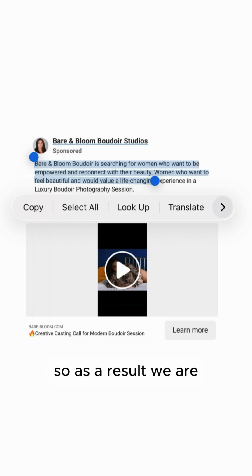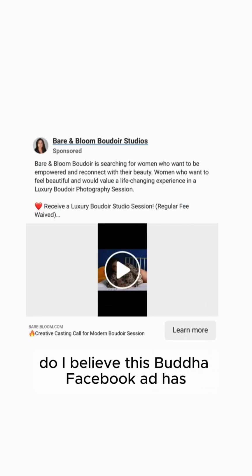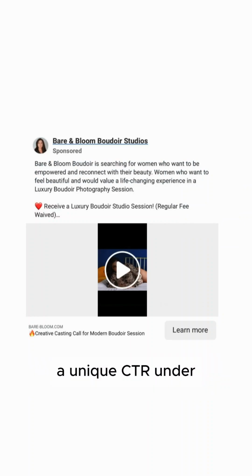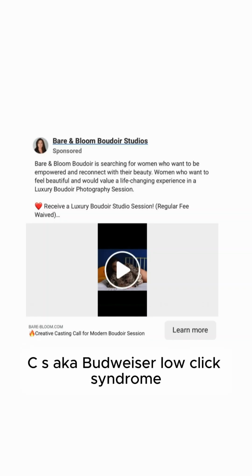So as a result, taking all of this into account, do I believe this Boudoir Facebook ad has a unique CTR under 6%? Yes, I do. So yes, I believe this Boudoir Facebook ad has BLCS, aka Boudoir low click syndrome.